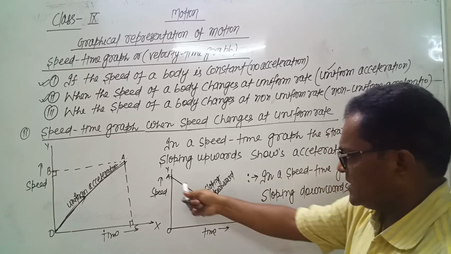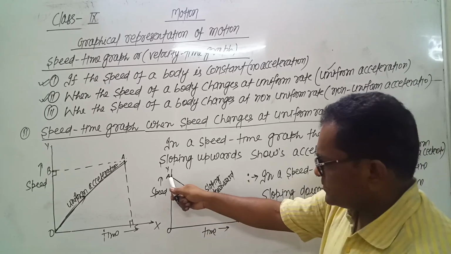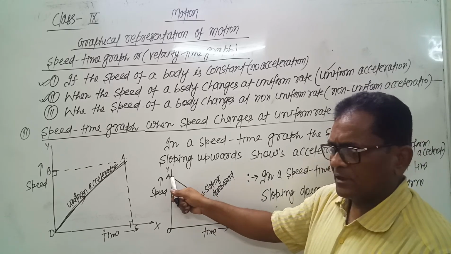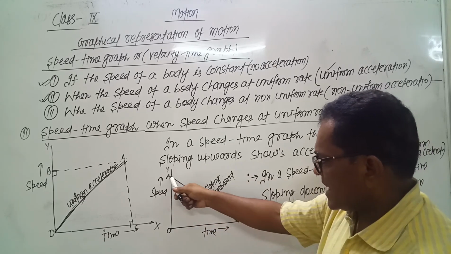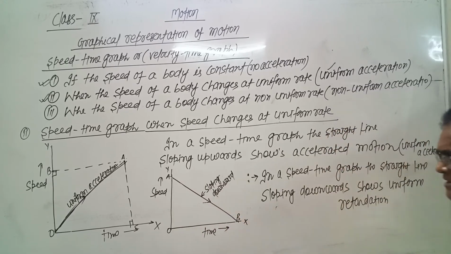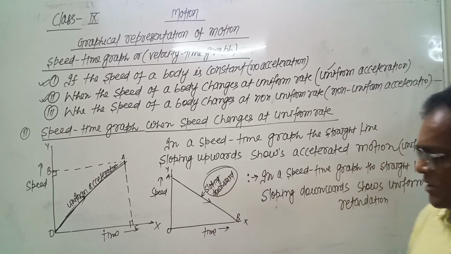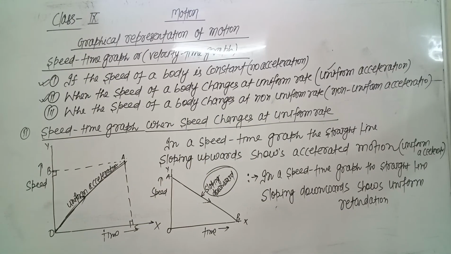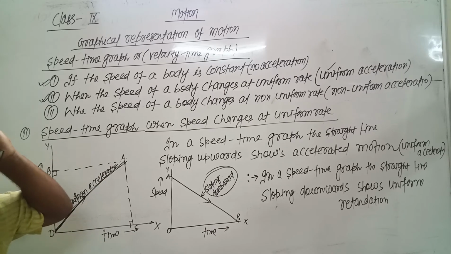This straight line shows uniform retardation because its speed goes on decreasing continuously. At this point, the body has maximum speed, and with time the speed goes on decreasing. If the speed goes on decreasing, it means sloping downward. And here the speed goes on increasing, so speed going on increasing means sloping upward.